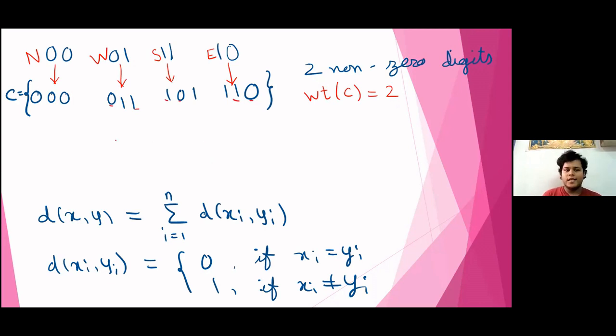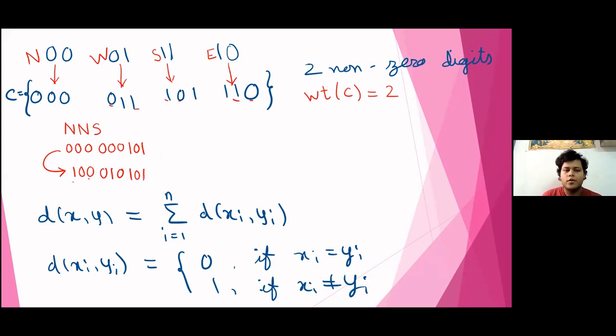Now, in this case, suppose we want to transmit the message N and S. Then the original code word will be 0, 0, 0, 0, 0, 1, 0, 1. This is what we will transmit. Now, if by chance some error occurs during transmission and the receiver gets something like this: 1, 0, 0, 0, 1, 0, 1, 0, 1.